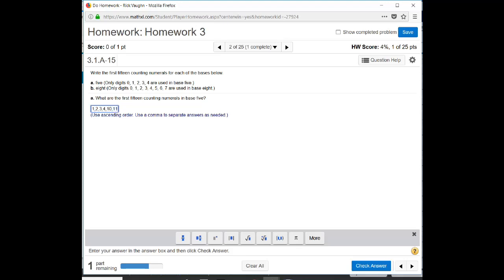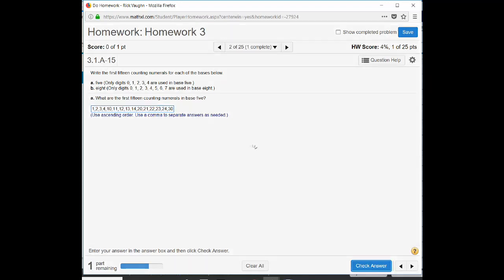Okay, then we'd have 1 five and 1 one, 1 five and 2 ones, 1 five and 3 ones, 1 five and 4 ones. Now after that, we're going to go to 2 fives and 0 ones. And we'll continue counting up like that. I want to keep doing this until I get to the 15th counting numeral. So I have 1, 2, 3, 4, 5, 6, 7, 8, 9, 10. I need 5 more. All right, so we'll go 2 1, 2 2, 2 3, 2 4, and then 3 0. And I think that that's the first 15 counting numerals in base 5. 1, 2, 3, 4, 5, 6, 7, 8, 9, 10, 11, 12, 13, 14, 15. All right, let's go ahead and check that answer.